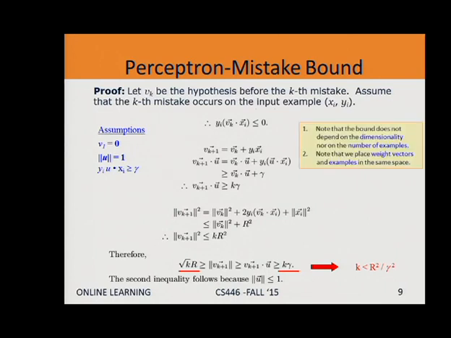And this is a really important result. It's important to note that the bound doesn't depend on dimensionality, at least not directly. A little bit it depends on it because the size of the data, r squared, is a function of dimensionality, but not directly. It doesn't depend on the number of examples, right? So we are living in a mistake-driven protocol. I don't care how many examples you give me. I only care about how many mistakes I'm making, because this is where the work is.